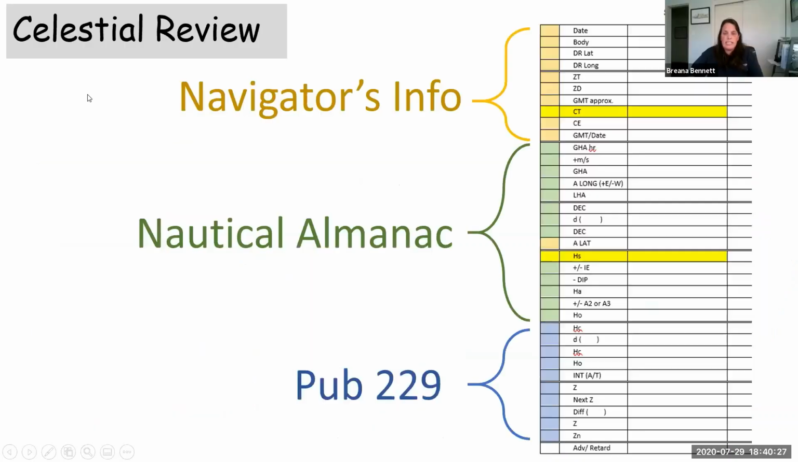Okay, so as a quick little review, this is our standard site reduction form. And I'm saying standard, but I'm just meaning it's for the sun. That's kind of like our basic one that we build off of. The first part is navigator's info, second part nautical almanac, which now we are all masters at, and then we get to Pub 229. So that's what we're going to be working on today.